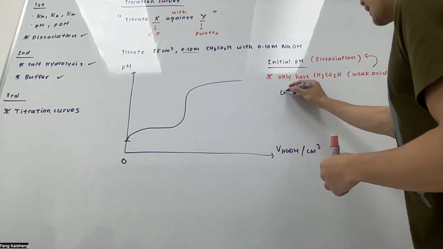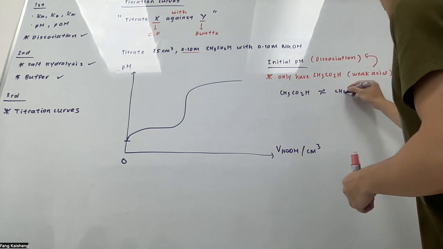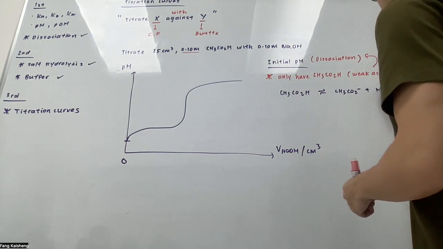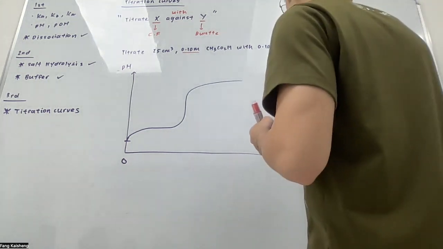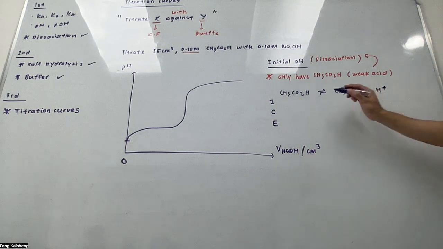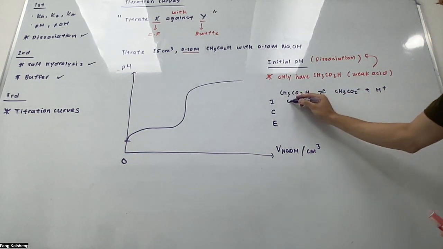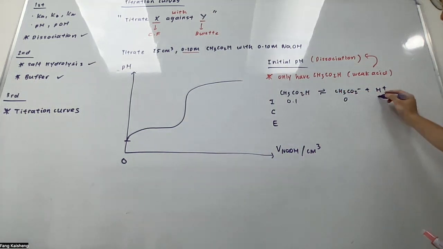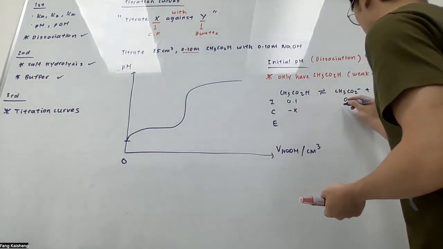First of all, the long method: CH3CO2H dissociates into its conjugate base and H plus, correct? Now, let's do an IC table. Can you fill this up? The initial is 0.1, right? We surely haven't dissociated. How much dissociated? X. Okay, then what's next?